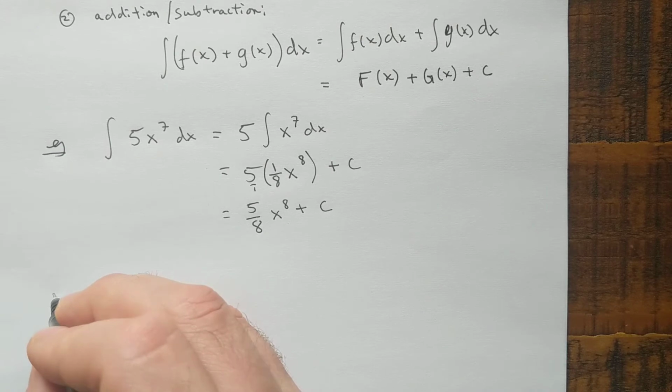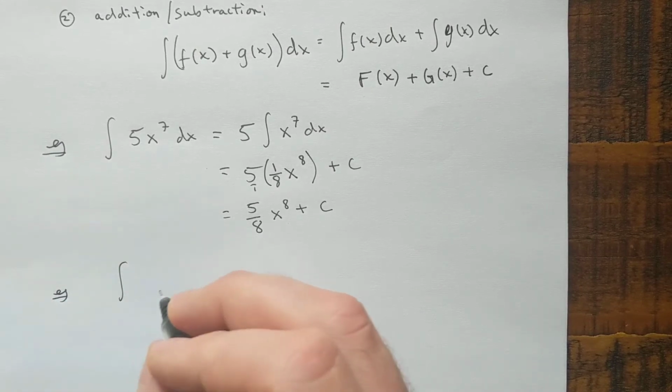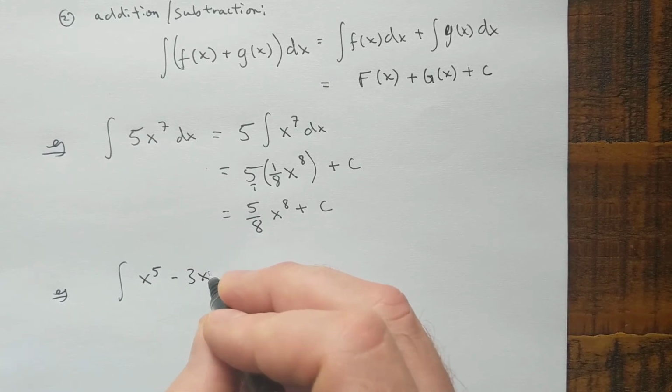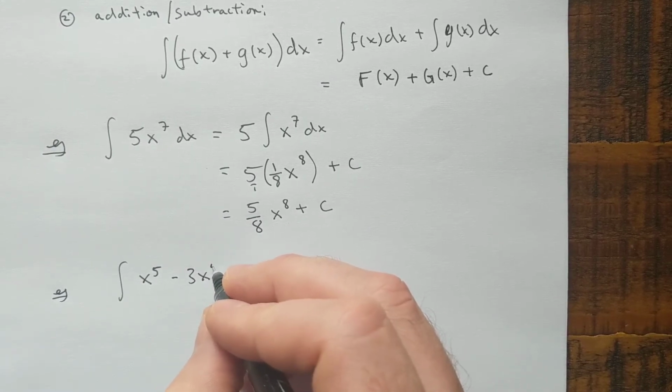So what happens if I'm adding some stuff? Let's do like x to the 5th minus 3x to the 4th or something.